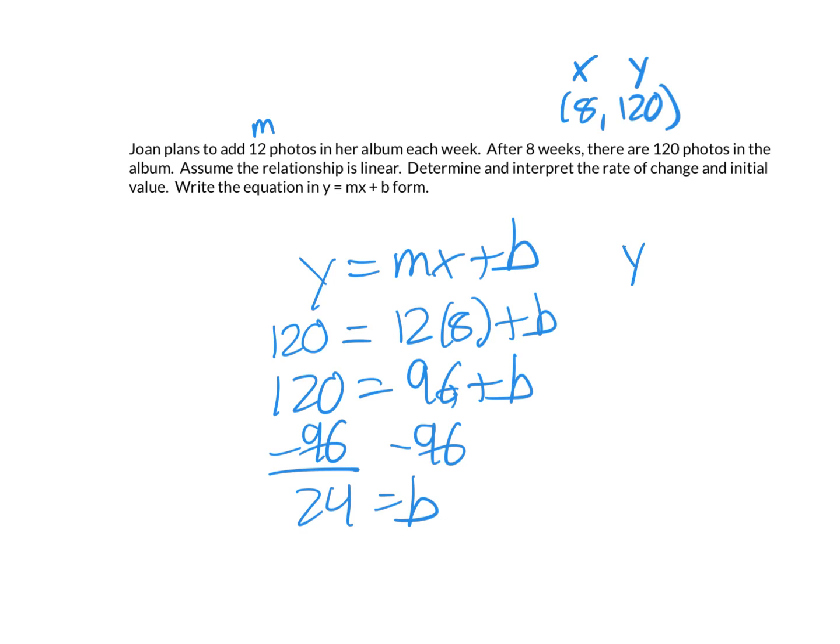And so I can just go ahead and plug that in. I have y equals 12x plus 24. And so now you can see I have the exact same answer that I had before. Whichever way you prefer, using this one or the slope formula, will give you the same answer. You just need to plug in whatever point they give you for x and y.